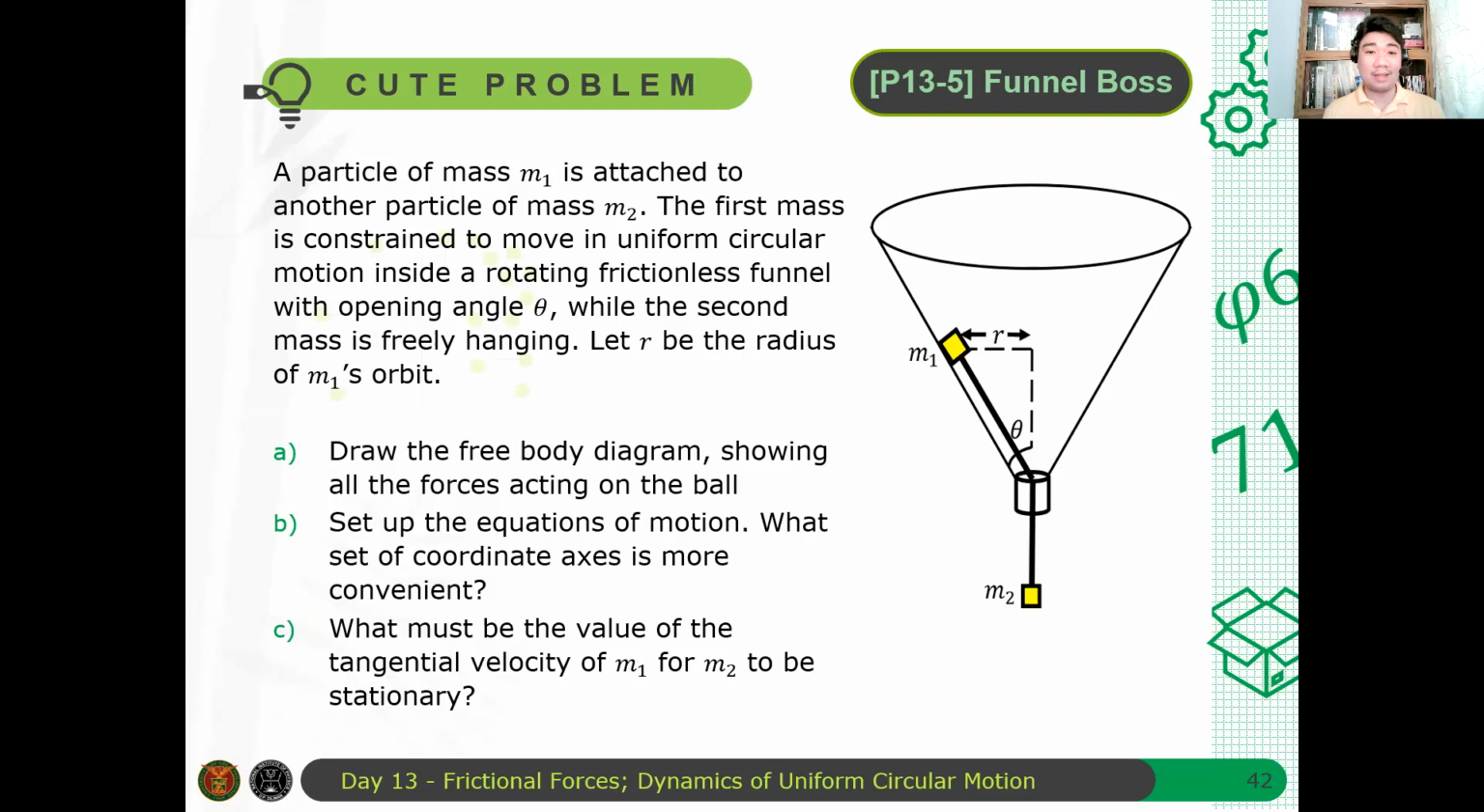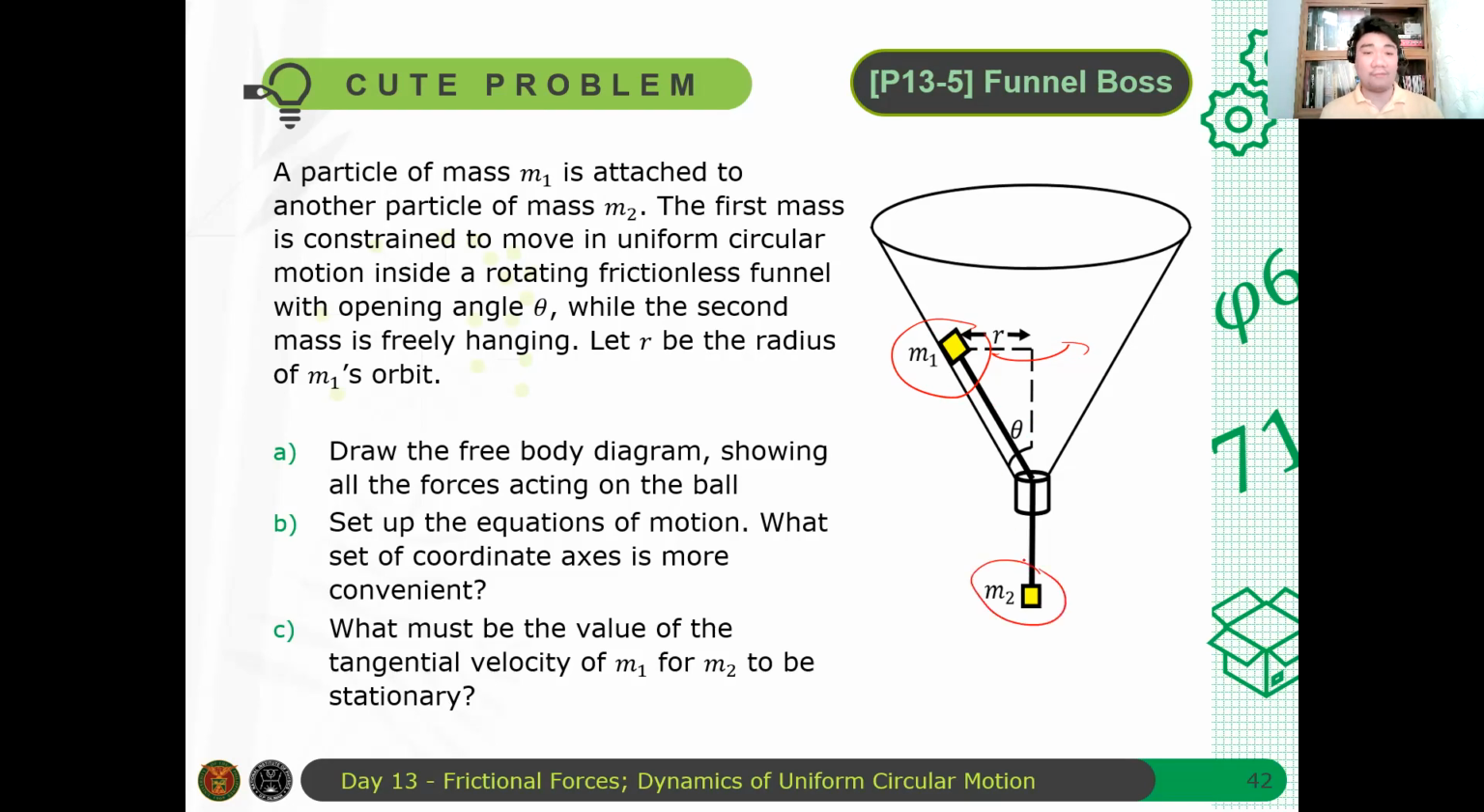So a particle of mass m1 is attached to another particle of mass m2. The first mass is constrained to move in a uniform circular motion inside a rotating frictionless funnel with opening angle theta, while the second mass is freely hanging. Let r be the radius of m1's orbit. So again, we have a particle that is rotating on a cone. May cone ka dyan na umiikot. Tapos, yung M1 ay nandun sa cone, tapos connected siya by a rope to an M2.